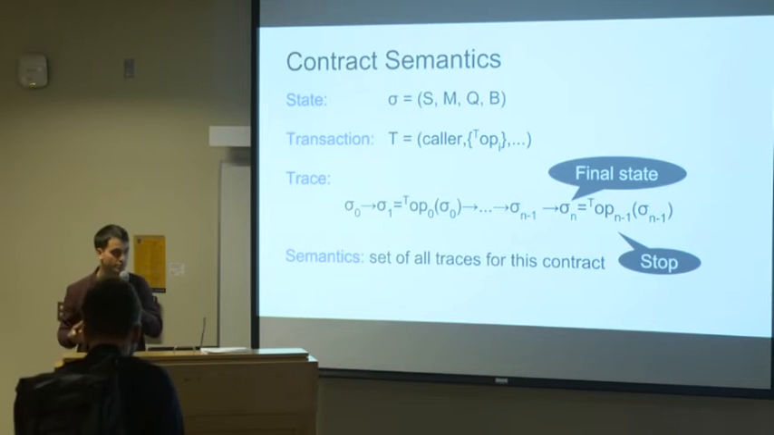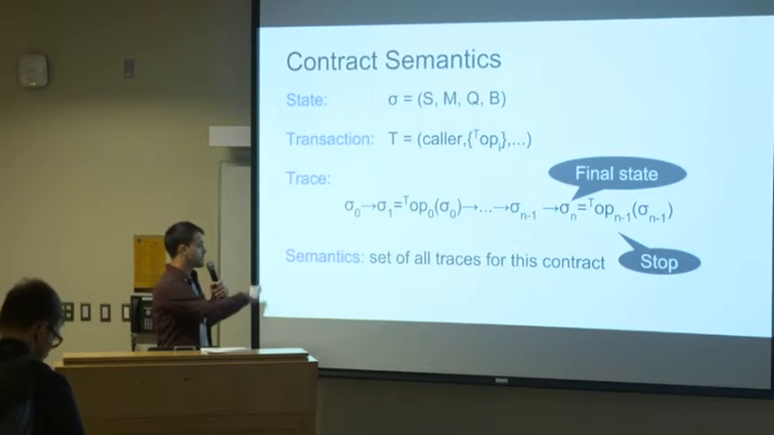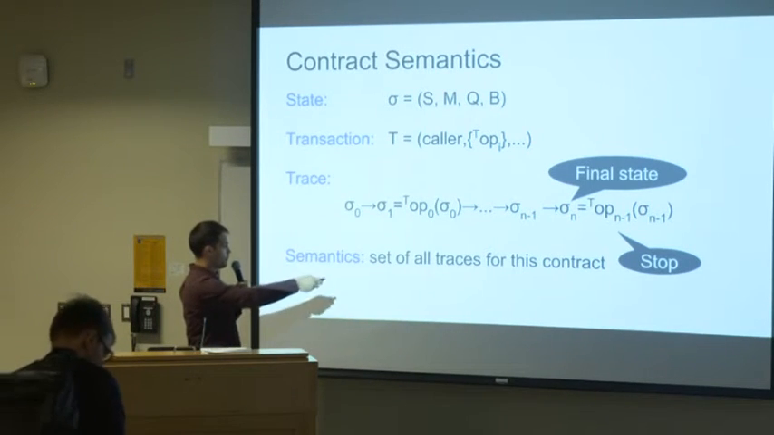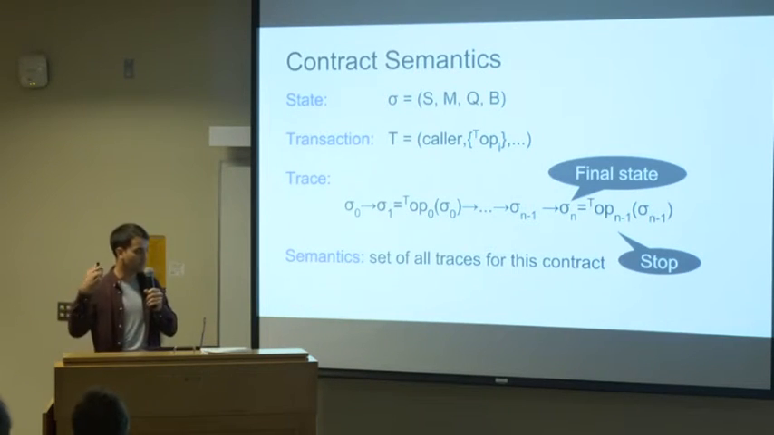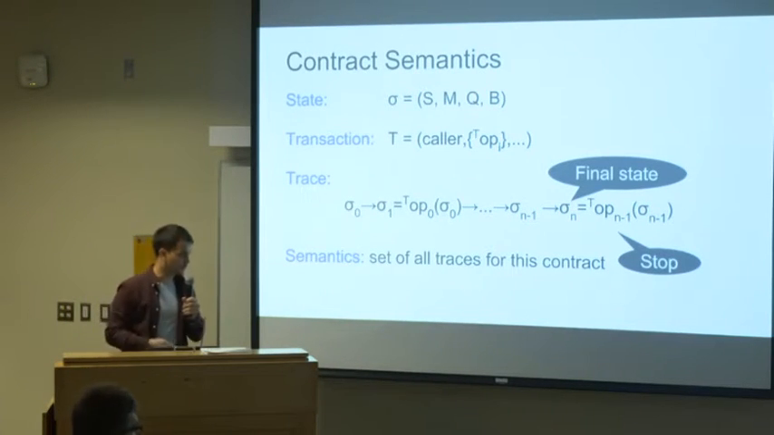So if you want to define the semantics of a smart contract, if you want to define what your smart contract does, you can say that it is the set of all traces for this contract, the set of all this information that can be produced with this contract.